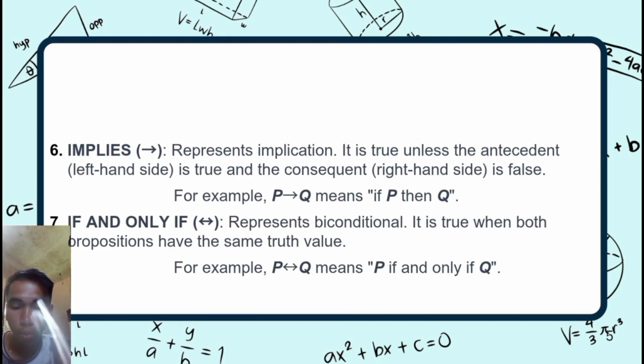Implies represents implication. It is true unless the antecedent (left-hand side) is true and the consequent (right-hand side) is false. If and only if represents biconditional. It is true when both propositions have the same truth value.